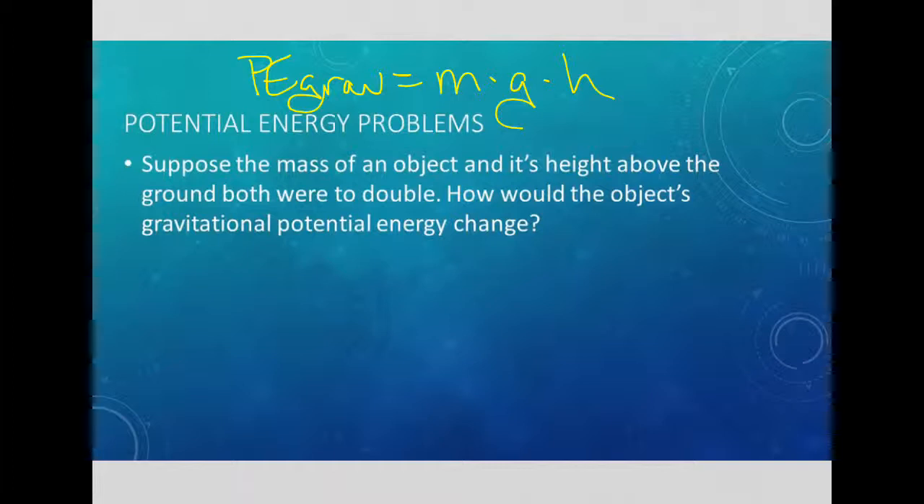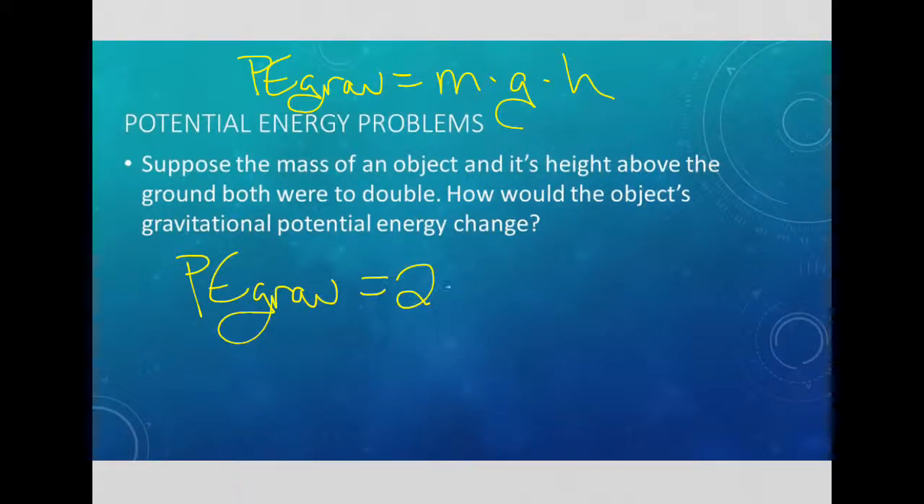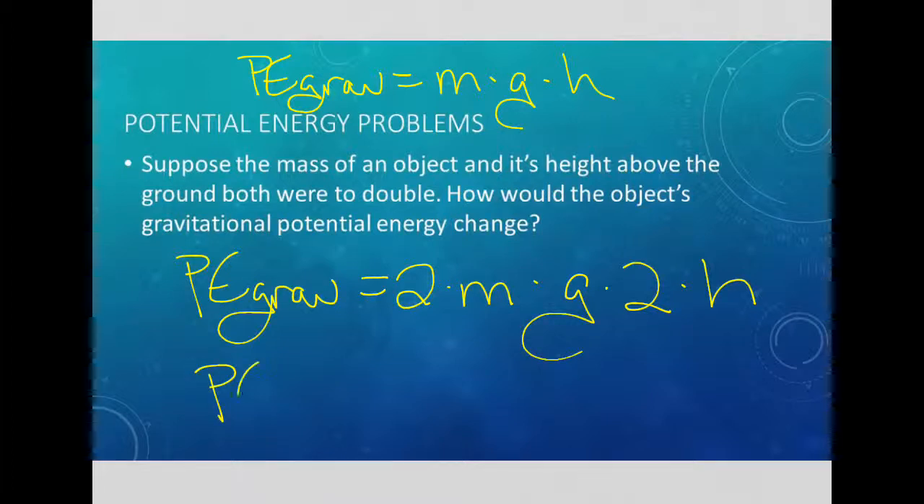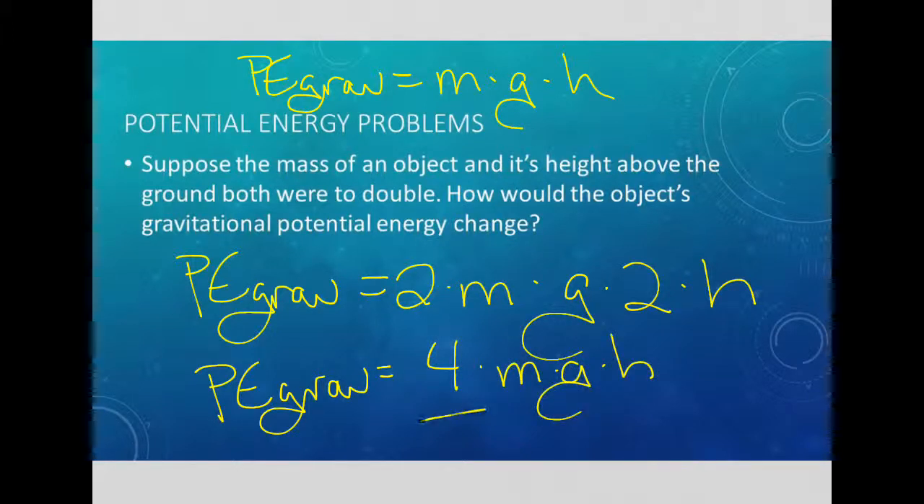And so I can basically do something like this. PE grav would be 2 times the mass, because that's doubled mass, times gravity times 2 times the height. And that would basically equal PE grav is 4 times the regular mass times gravity times height. So basically, it would change by 4 times. It'll increase by 4. It'll quadruple.